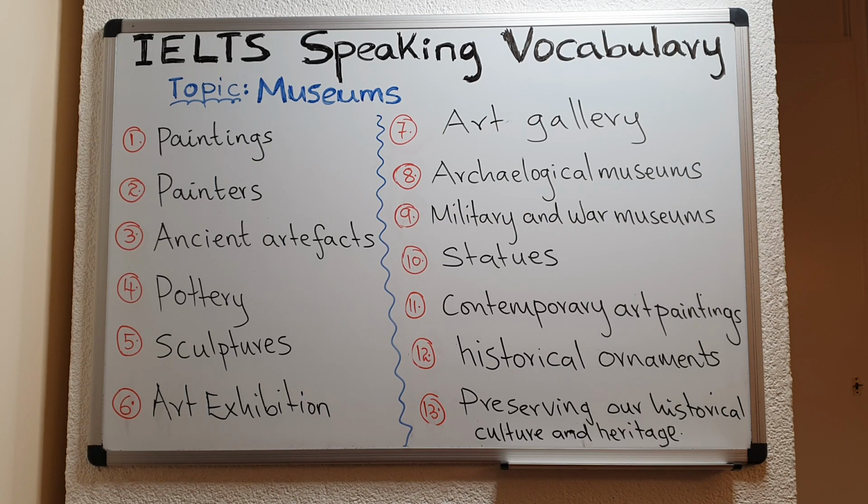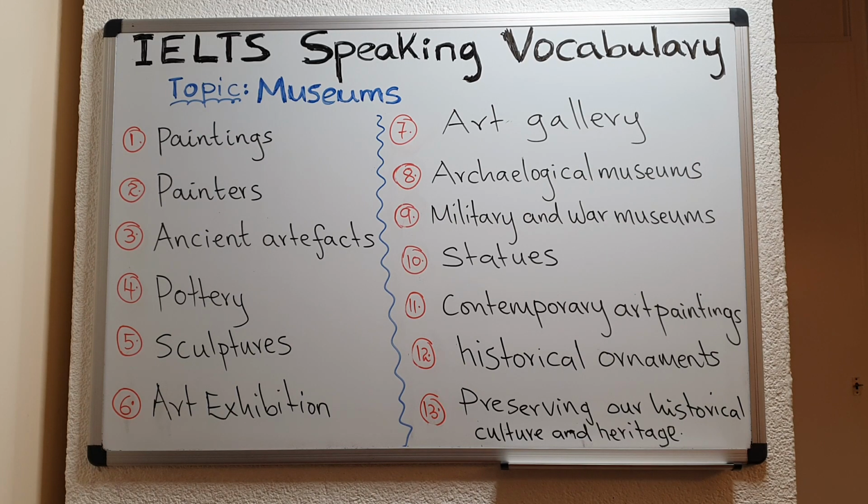Now, the next one is contemporary art paintings. Contemporary means modern. Modern art paintings. When you visit a museum, you see a lot of different types of art. And some of the art that you see there is contemporary art paintings. Contemporary means modern, modern art paintings. So that's what contemporary art paintings are. They are modern. They are by modern artists. Artists are painters.